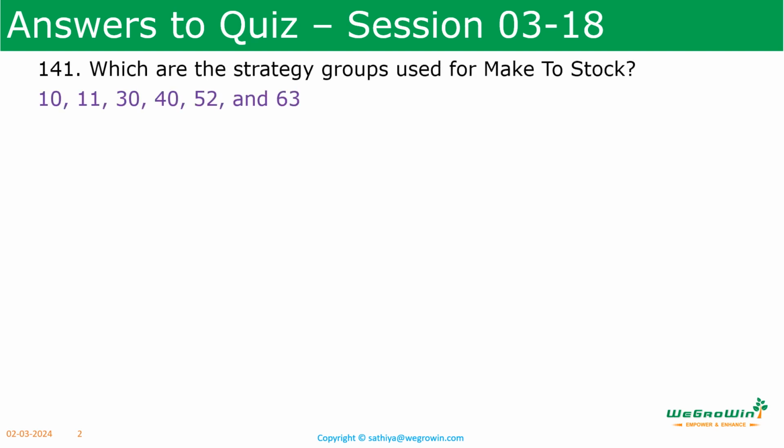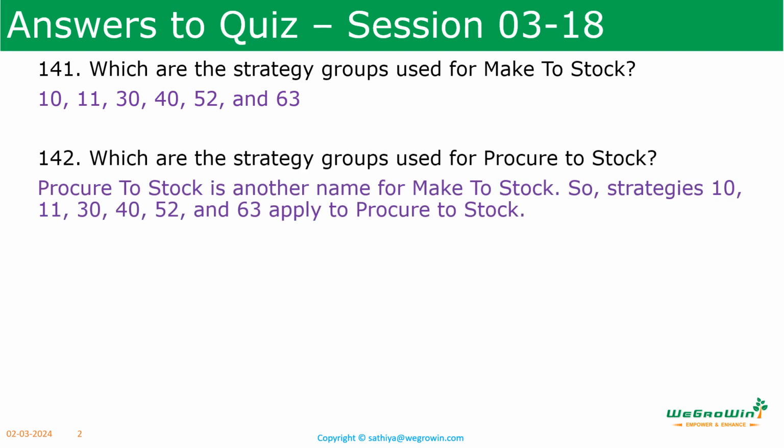Which are the strategy groups used for make to stock? 10, 11, 30, 40, 52, and 63. Which are the strategy groups used for procure to stock? Please note, procure to stock or make to stock are the same. Make to stock means it is produced. Procure to stock means it is purchased. It's only the different name. So the same strategies 10, 11, 40, 52, 63 apply to procure to stock also.